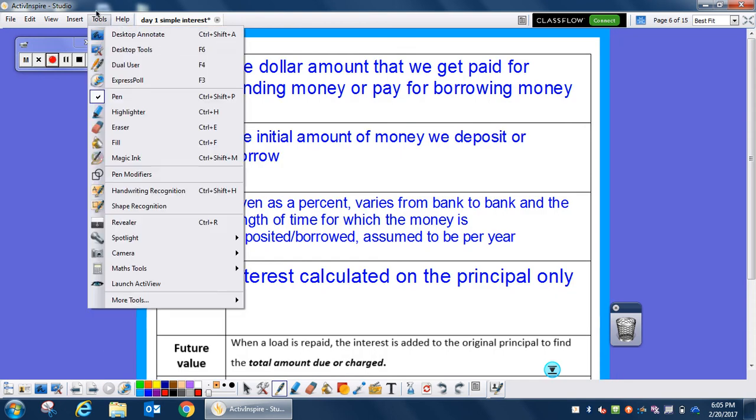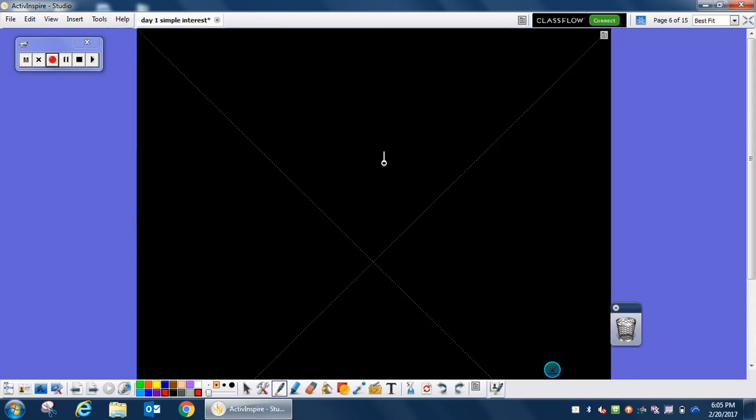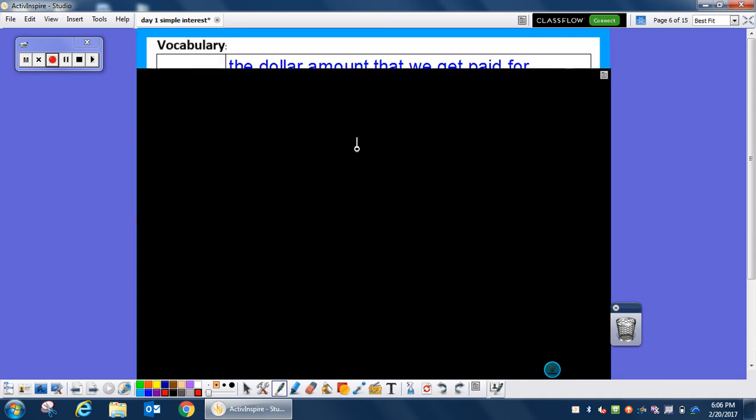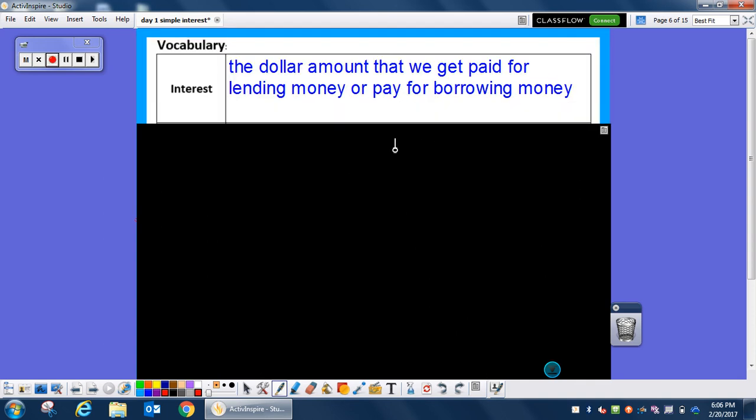Your first section is you definitely want to make sure you get some of the vocabulary down for this particular lesson. There could be a vocabulary section on your test or your quiz. So the first thing is interest. Interest is the dollar amount, so I'm going to put a little note that that's in dollars. The dollar amount we get paid for lending or borrowing.